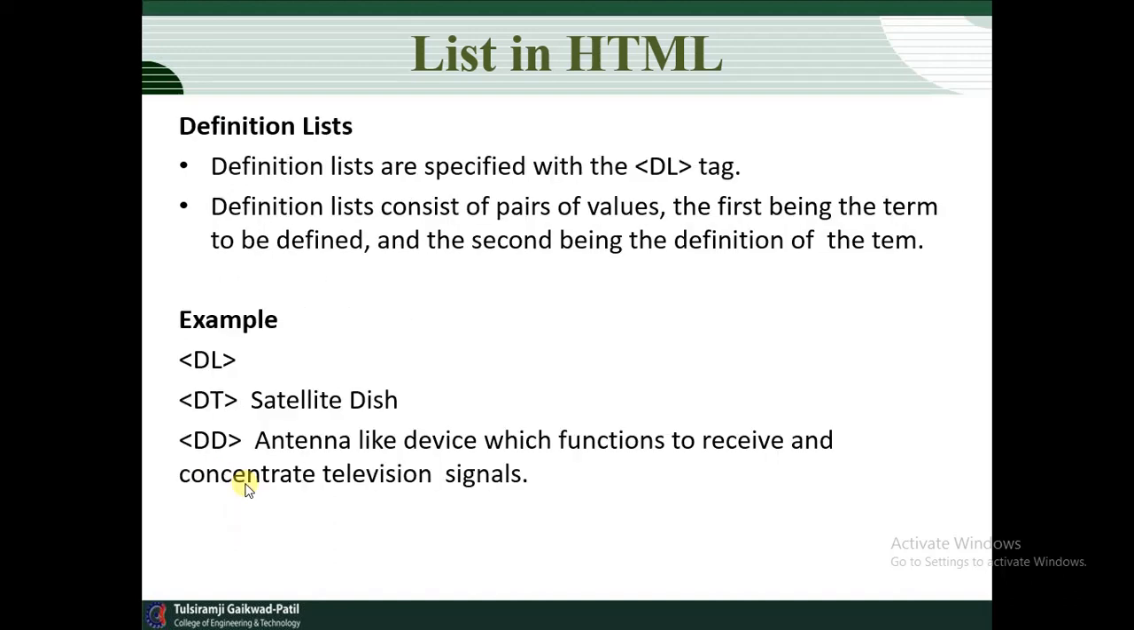Okay. Now what does a definition list indicate? When we require some definitions, suppose for operating system, when we want to give definitions, under those conditions we use the definition list. Definition lists are specified with the DL tag. A definition list consists of pair values, the first being the term being defined and the second being the definition. Here you observe the example: DL, DT satellite dish, DD antenna-like device which functions to receive and concentrate television signals. So it indicates the list.